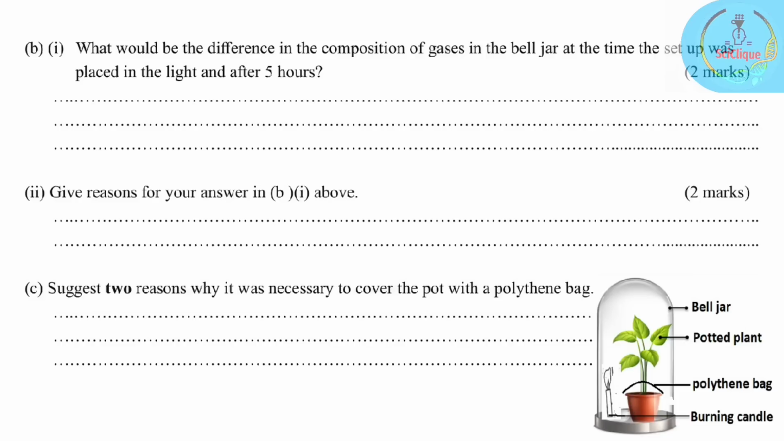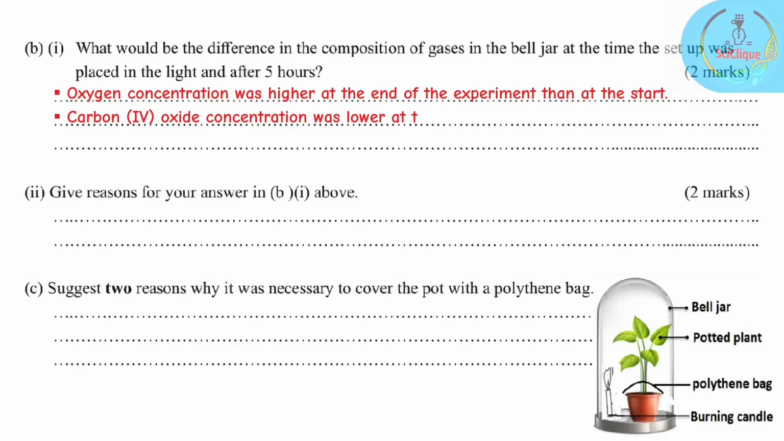Now, at the beginning, we're going to have more oxygen, very little carbon dioxide, and also less water vapor. After 5 hours, what we would expect is that the carbon dioxide will be even more reduced, oxygen would have increased, and there will also be more water vapor. Now, let's look at Roman 2, where I'll be explaining why we have these changes. Give reasons for your answer in B1 above.